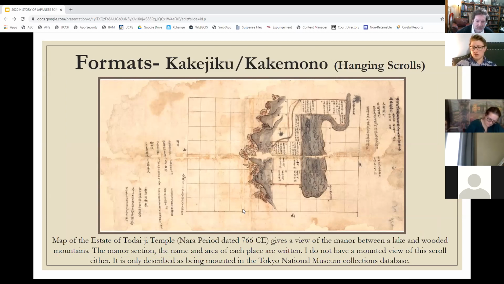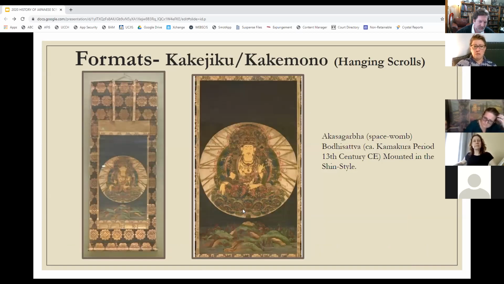I don't have a mounted view of this scroll either, I apologize. It's only described as being mounted in the Tokyo National Museum. This is the Akasagarbha, the space womb, and I think that's a sweet name. Not to be disrespectful, I just want it to be my next band name.